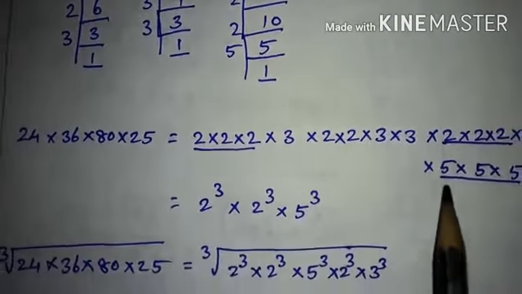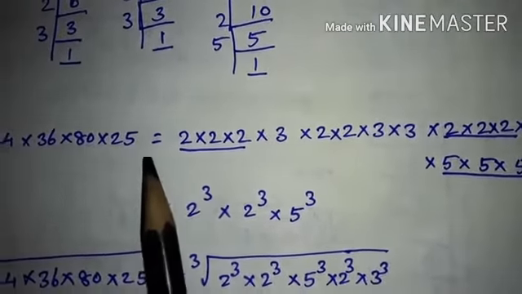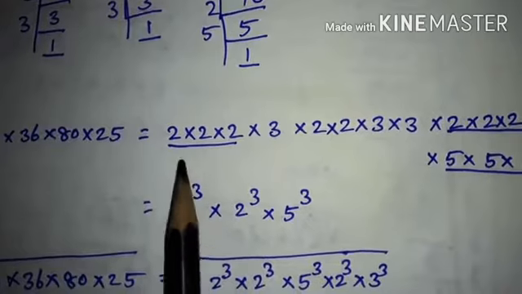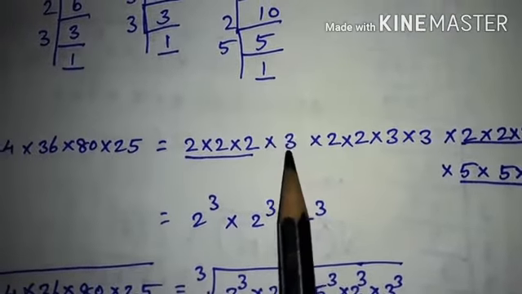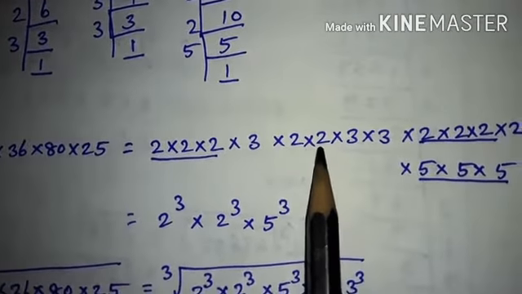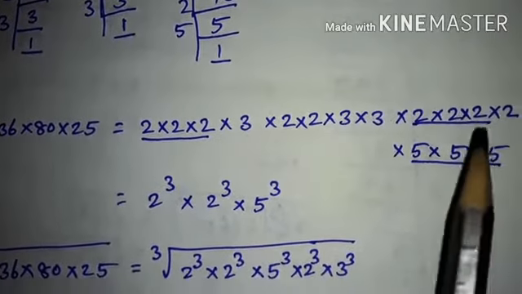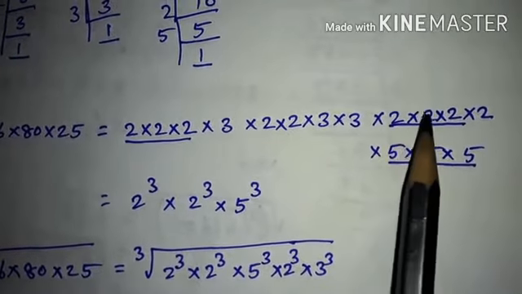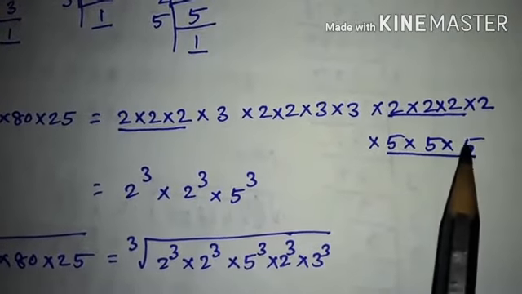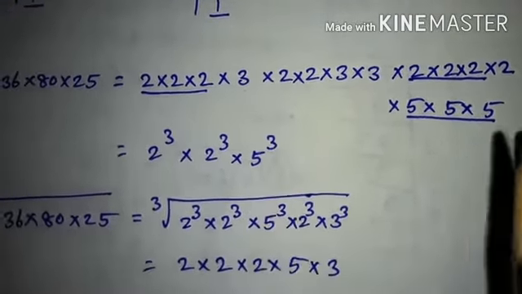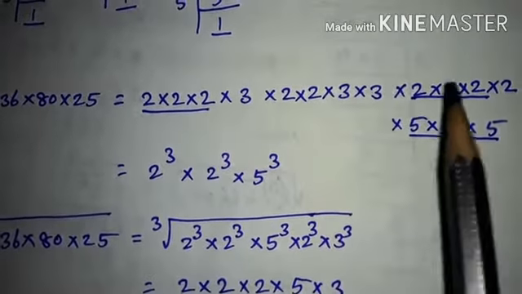After writing the prime factors in the product of 24 into 36 into 80 into 25, we are going to group in threes. The first 2 into 2 into 2, we can write as 2 cube. And the next we have only 3. And if you take the next prime factors, we have only 2. Then we group these three 2s, 2 into 2 into 2, which can be written as 2 cube, and 5 into 5 into 5 can be written as 5 cube. Now we are left with 3 into 2 into 2 into 3 into 3 into 2.